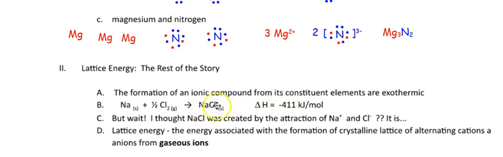And so what would we do? We would look this up in the back of the book, and these 2 are going to be zeros, right? We could find delta H. But wait, I thought sodium chloride was created by the attraction of a sodium ion and a chloride ion, not sodium element and half a chlorine compound, but it is, all right? So how does this work, okay? Well, the lattice energy, by definition, is the energy associated with the formation of the crystalline lattice of alternate cations and anions from gaseous ions, all right?